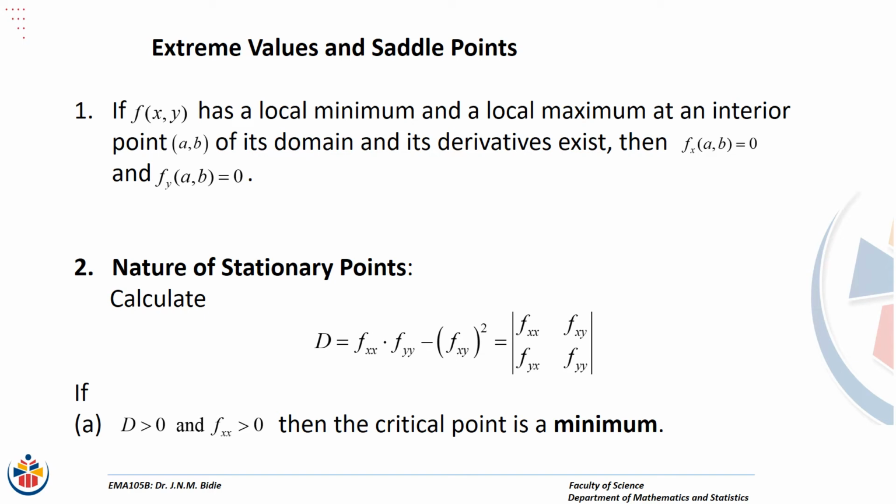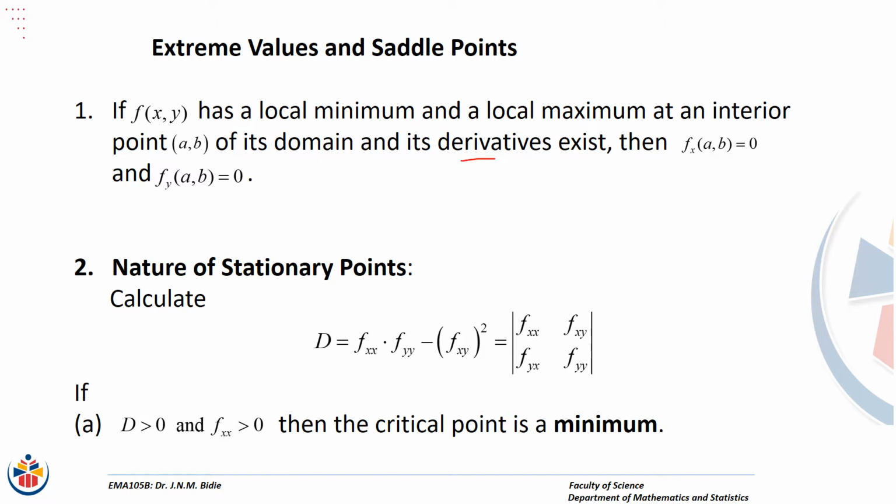Now we go to saddle points and extreme values. In order for us to find the local minimum and local maximum using partial derivatives, firstly, the point that we're talking about, point (a, b), must be at an interior in that particular domain, and both derivatives with respect to x and with respect to y must exist.